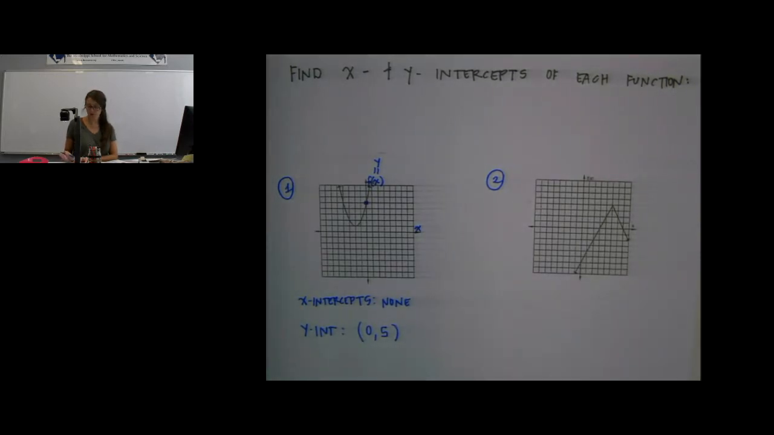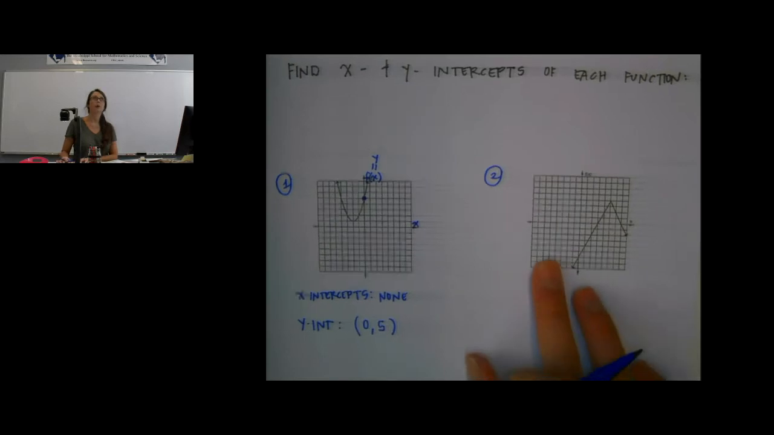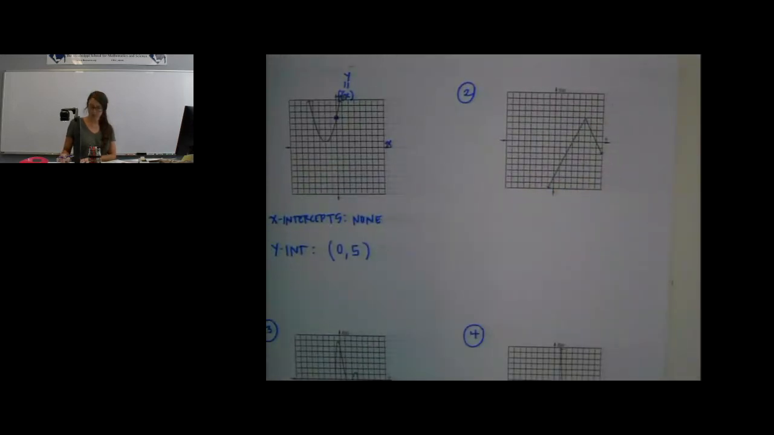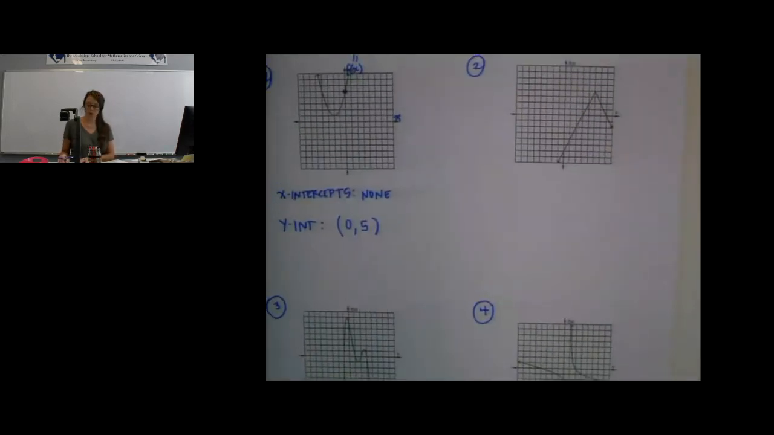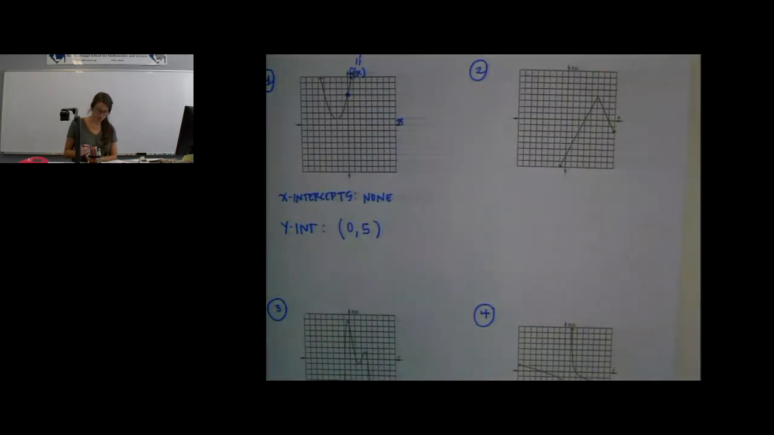So that means my X value is 0 and my Y value is a 5. All right, so I want you to do those other three for me. So this one, number 2, number 3, and then number 4 for me. I want you to do all three of those for me. So take about 10 minutes and go through those.